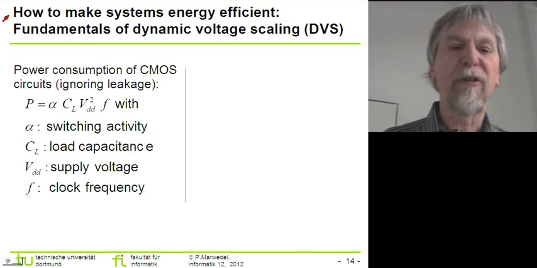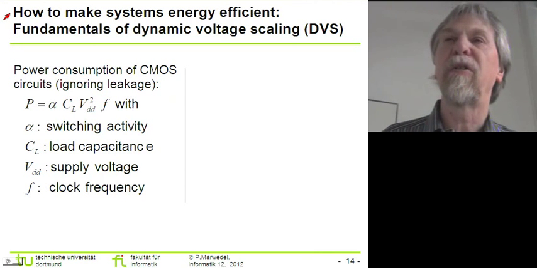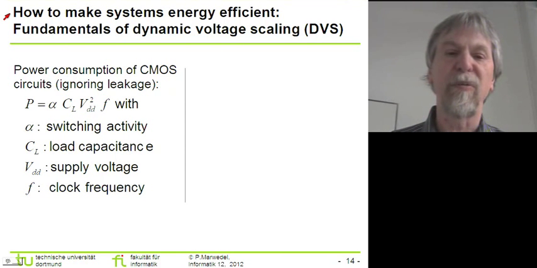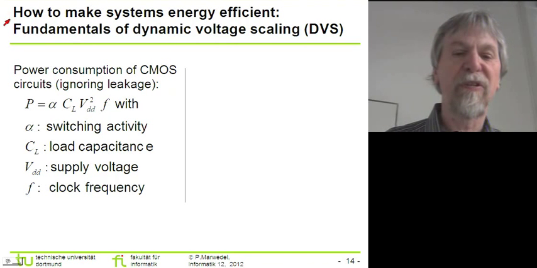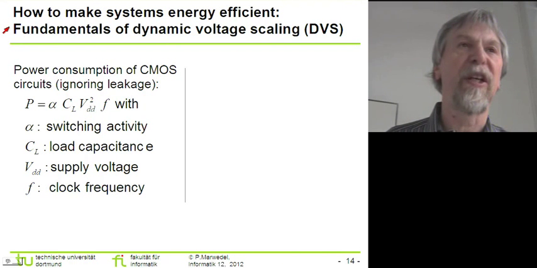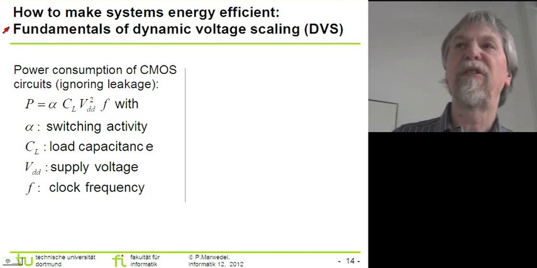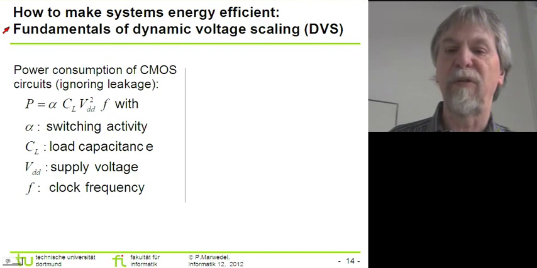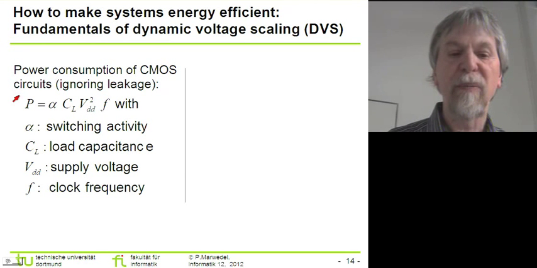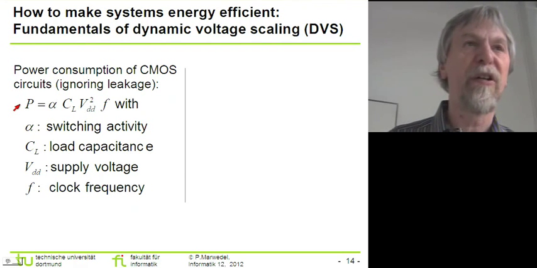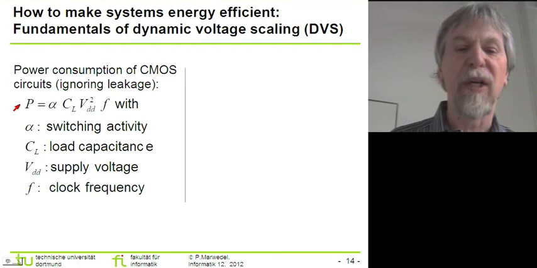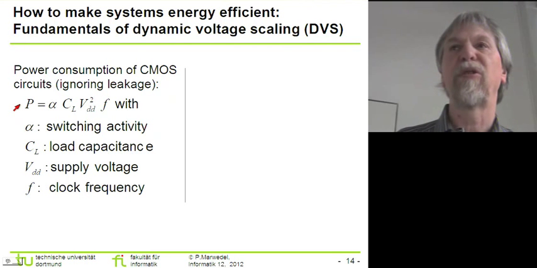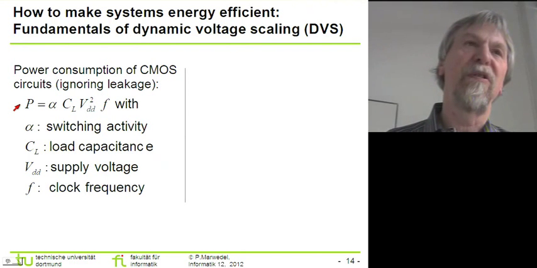Okay, so therefore I'd like to start the discussion of some techniques for reducing the energy consumption, and I'd like to start with the so-called dynamic voltage scaling, which exploits this quadratic dependence of the consumed energy as a function of the supply voltage. So I'm just repeating that equation over here that we have already seen. So we know that if we don't take leakage into account, we can reduce the power consumption quadratically if we reduce the supply voltage.